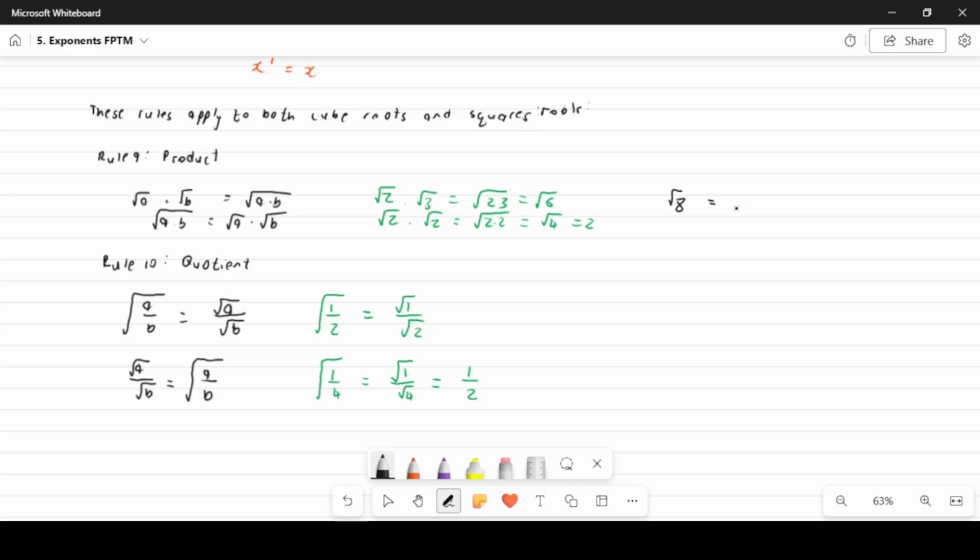Now I know that there's a perfect square in this, so I can say that this is actually the square root of 2 times 4. And then I can say that this is the square root of 2 times the square root of 4. And then I can say that it's 2 square root 2. Can you see that? So this 4 simplifies to the 2 on the outside, multiplied by the square root of 2 here, which is 2 root 2. And this is basically how you simplify radicals.